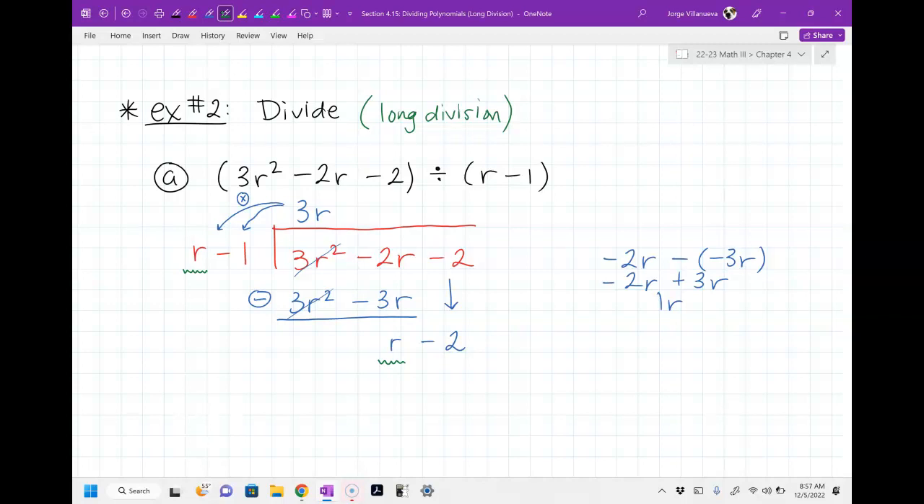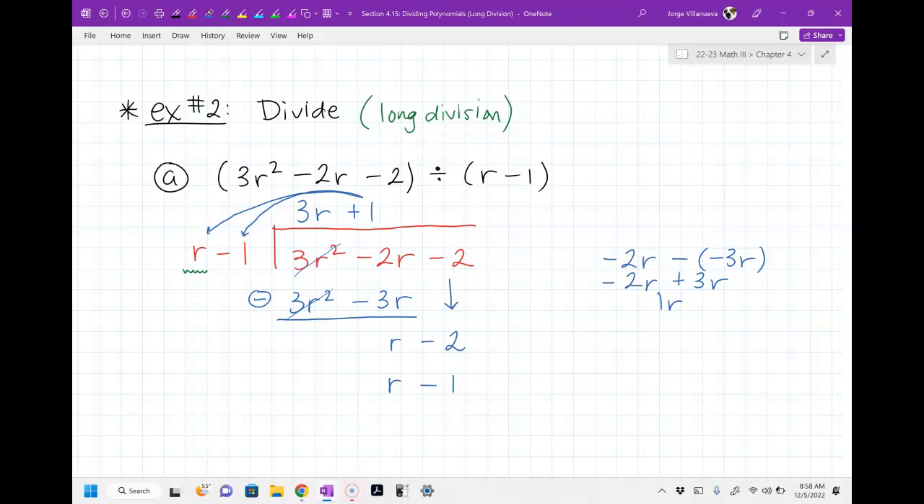Okay? So, what do I have to multiply that r by in order for it to look like this r right there? By 1, right? So, I'm going to put a positive 1. Now, I'm only going to distribute that positive 1, okay? Here and there. Not the 3r, just the 1. So 1 times r, that's r, and 1 times negative 1 is negative 1.